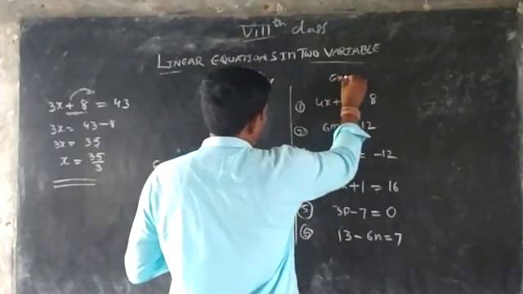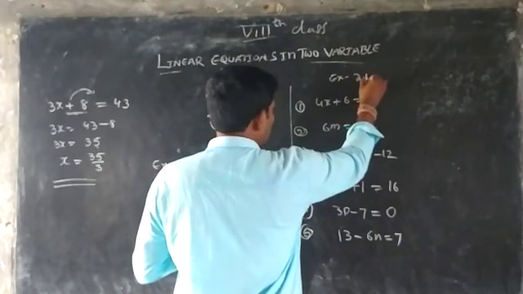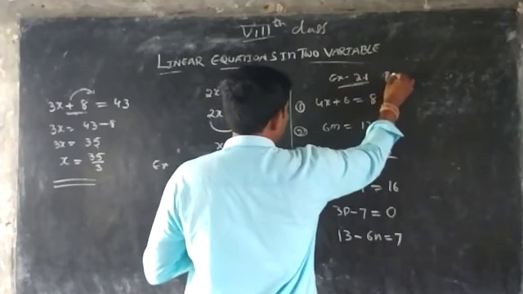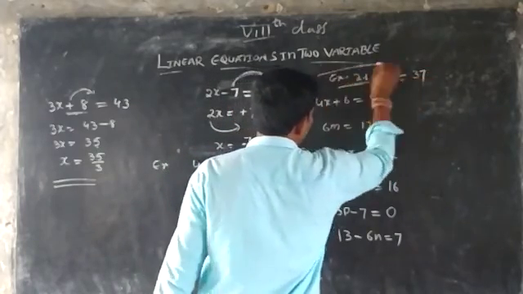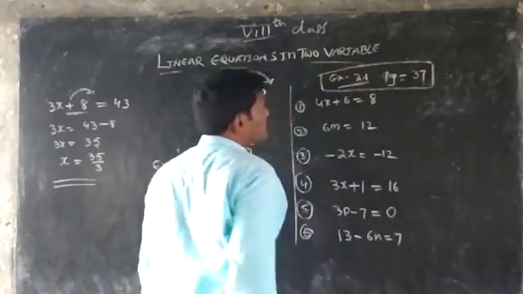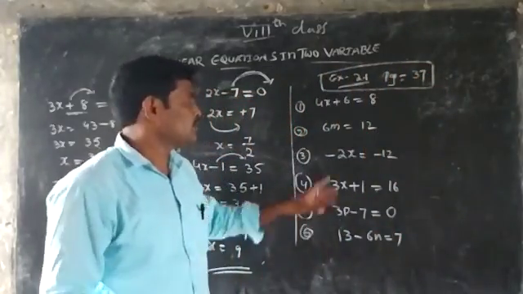This is the page number. Exercise 2.1, page 37. Okay, do it yourself.